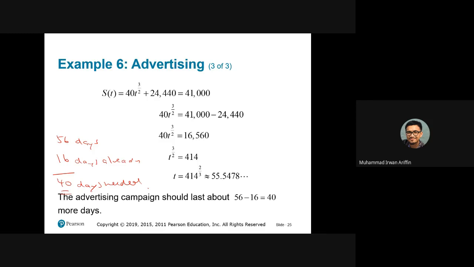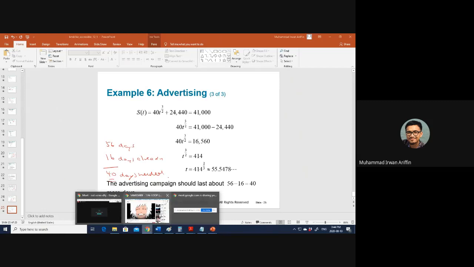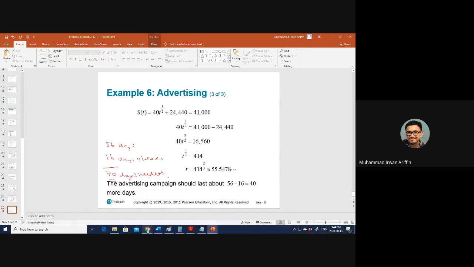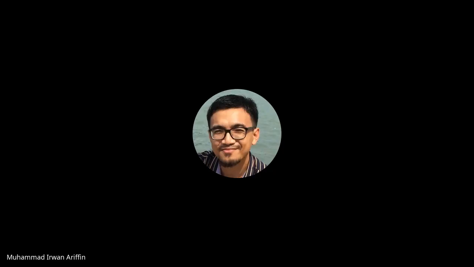I'm going to end this one here. By now, I hope you already know how to find the antiderivative. And also when you are given this additional information, you should be able to solve for the value of the constant of integration, that C.